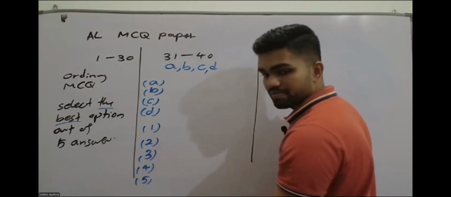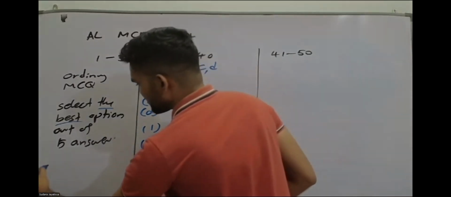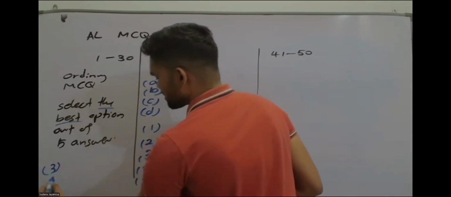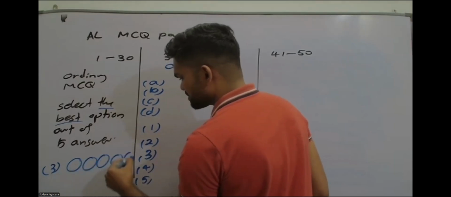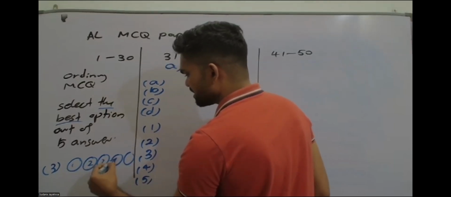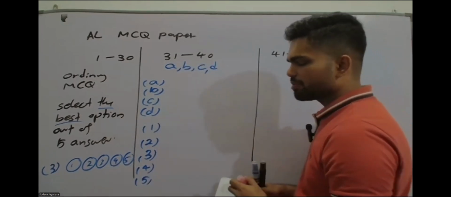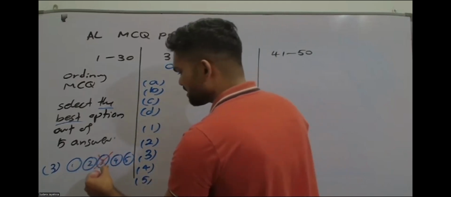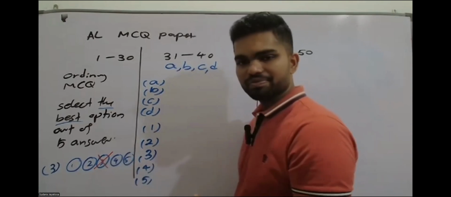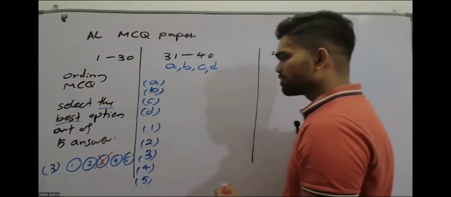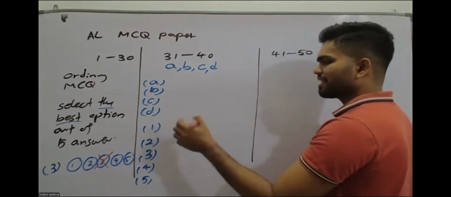In your paper, let's say for the third MCQ, you are given 5 circles labeled 1, 2, 3, 4, 5. When you are marking the answers in the exam, you have to cross one of the circles. That's how you show your answer. Understand? Okay. So for these as well, you have to select one of the 5 answers. This is how you select the answer.